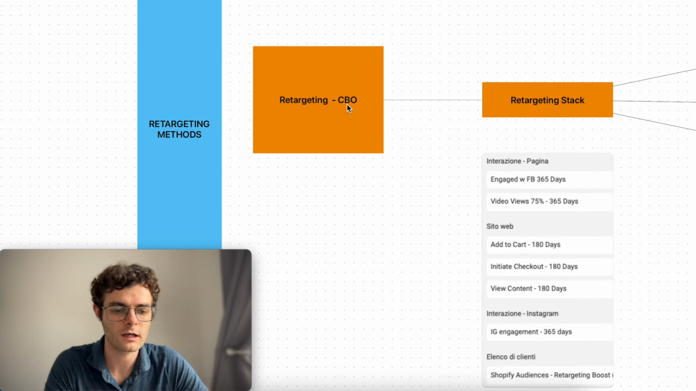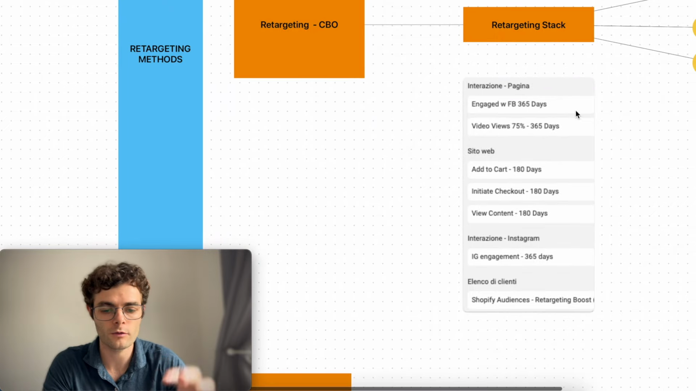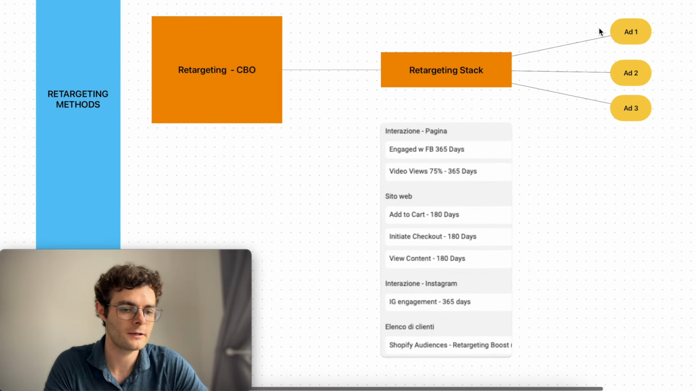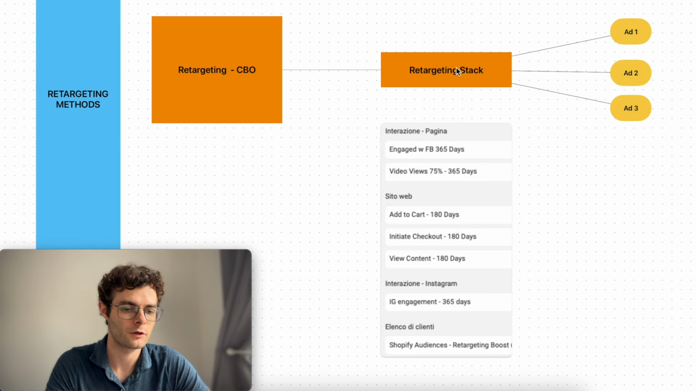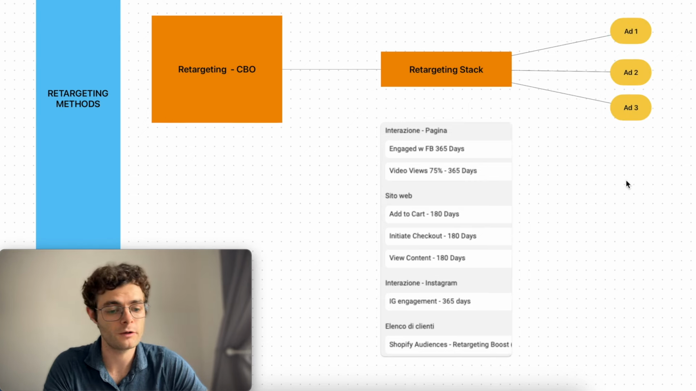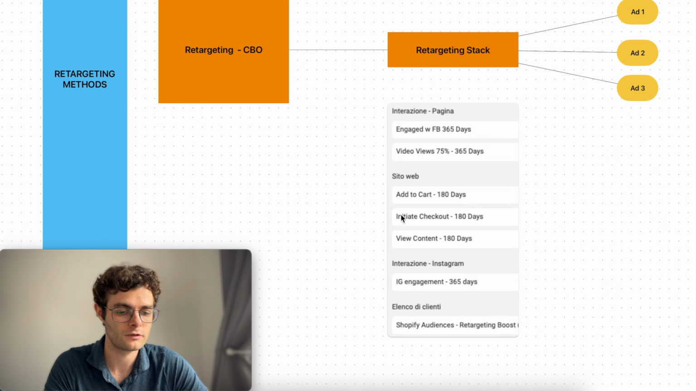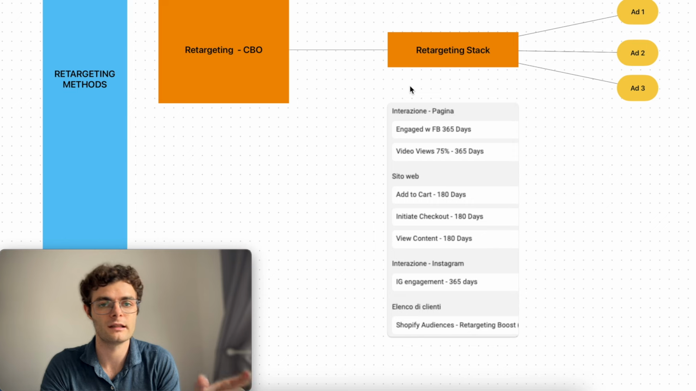So retargeting, CBO, retargeting stack. You put all the retargeting stacks together, and then you can run very specific ads based on who you're retargeting. One other thing that we noticed is that we tried putting initiate checkout, add to cart, and something else, I don't remember what it was, into just one stack, so one individual ad set, and then to those people we used a specific coupon code within the ad copy, and that worked really well.